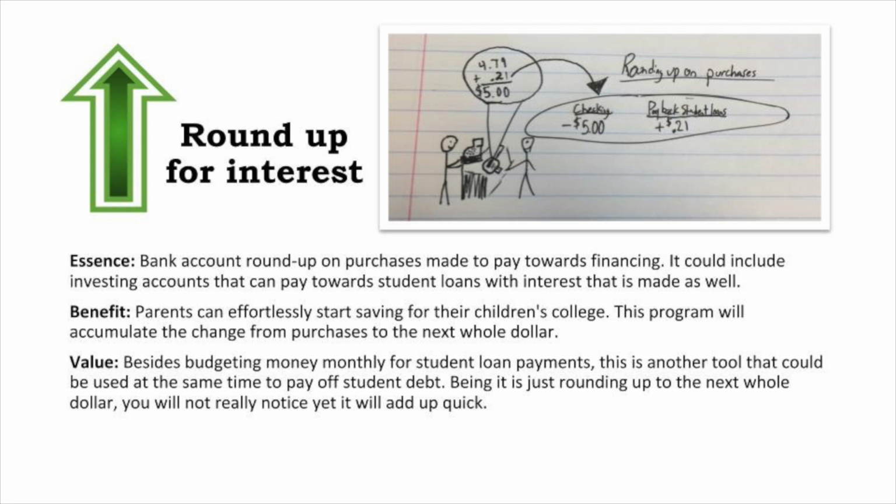You go to the store, you spend $4.79. You round it up to $5, that 21 cents goes into a savings account that Fidelity has for you, and a little bit at a time starts saving for the future. It'll help her in the long run and she won't even feel it as she goes along.